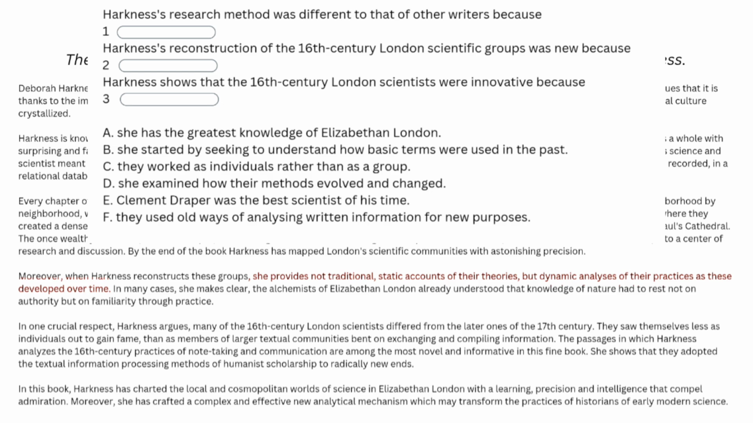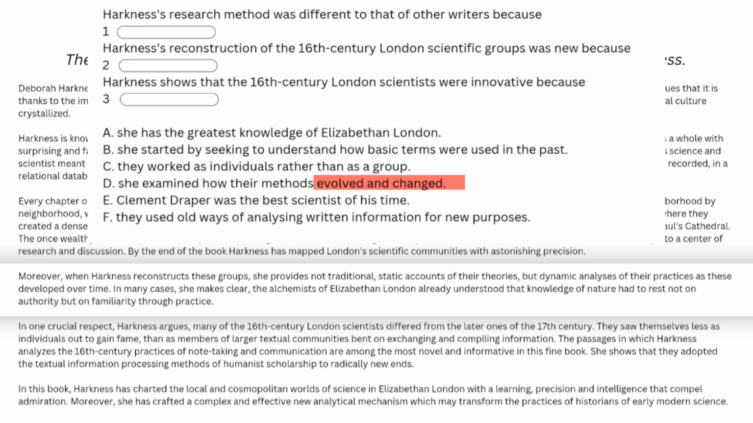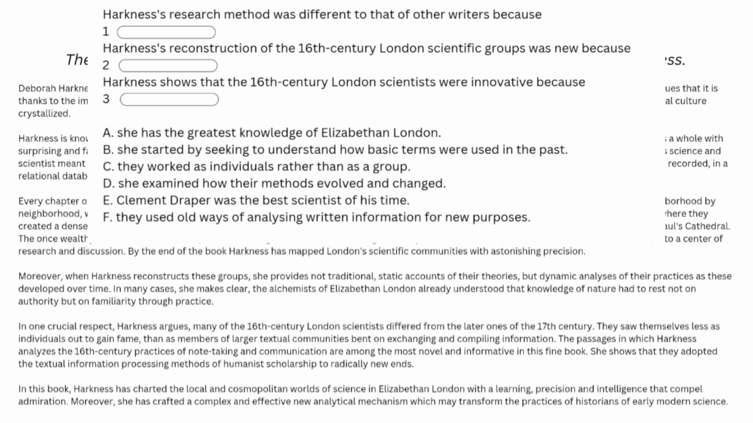This part here directly matches option D. She examined how their methods evolved and changed. It relates to the idea that when analyzing the theories, she had to look at how they changed and were modified over time, especially going through trial and error in practice. Here, developed means going through evolvement and changes over time. So, we'll go with D for question 2.